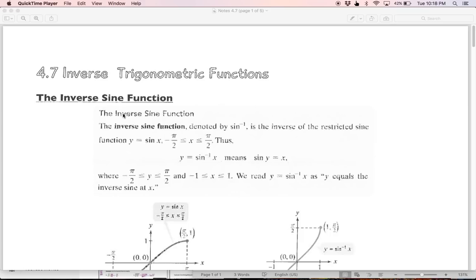Anyhow, so for the inverse of each of the three trig functions, the most important thing you're going to have to pay attention to is the domain. This is what gets people every single time, okay?